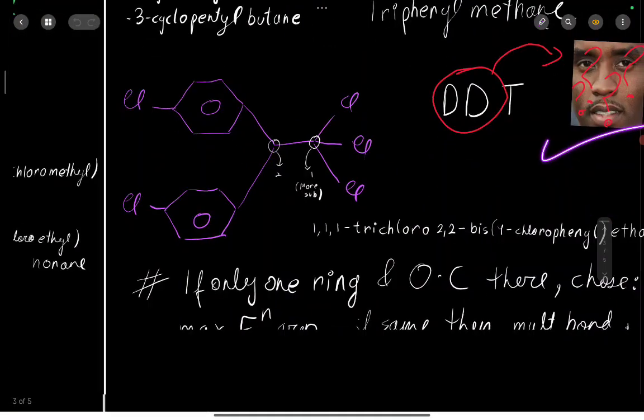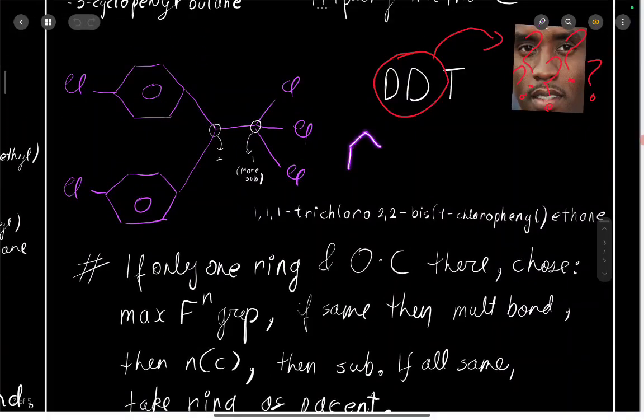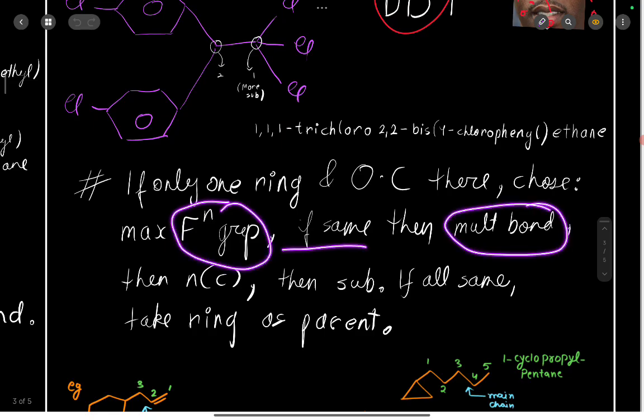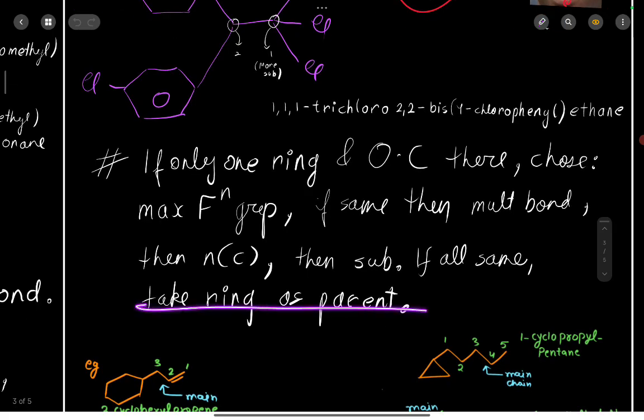Now, if only one ring and one open chain is there, for example compounds like this, then choose the parent chain according to maximum functional group. I told you functional groups have most priority. We will learn what those are later. If the number of functional groups is the same, then choose the number of multiple bonds. If those are the same, look for the number of carbon atoms. And if that is also the same, look for the number of substituents. If everything is the same, give up and take the ring as parent.